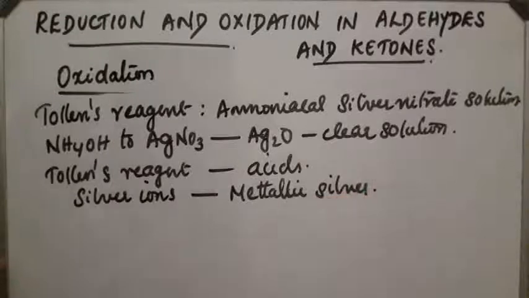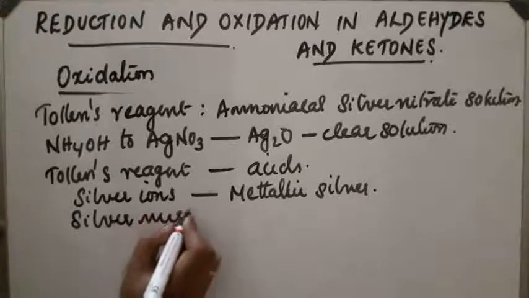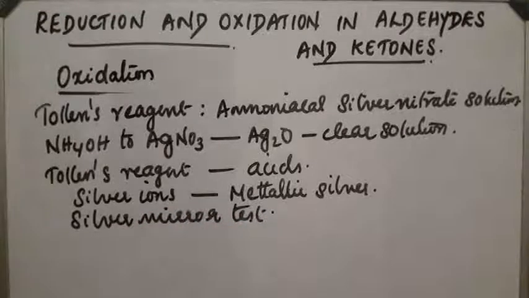This metallic silver gets deposited on the walls of the test tube and gives a silver mirror. This test is called the silver mirror test. So we will get a silver mirror in the case of aldehydes on oxidation with Tollen's reagent.